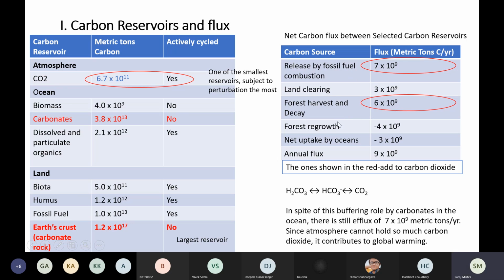Okay. So now what is important here is that the ones which are shown in the red, they are the ones which add to carbon dioxide accumulation.